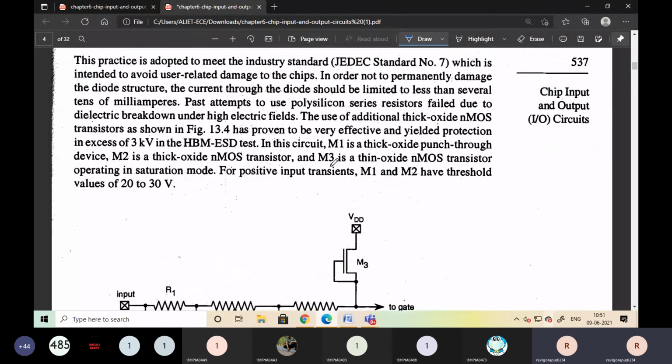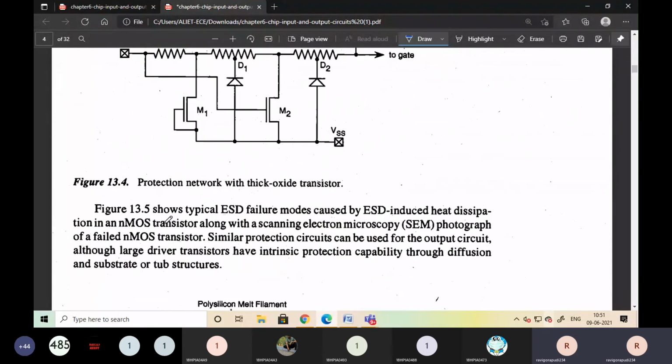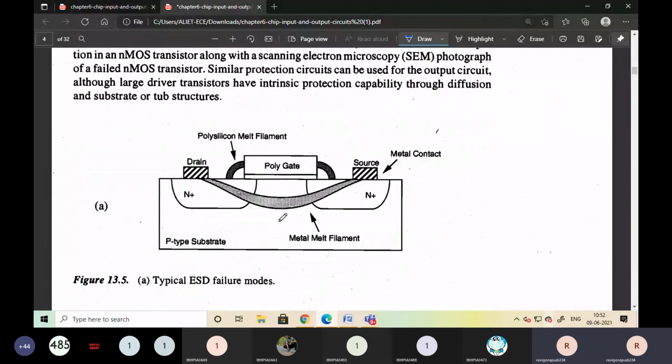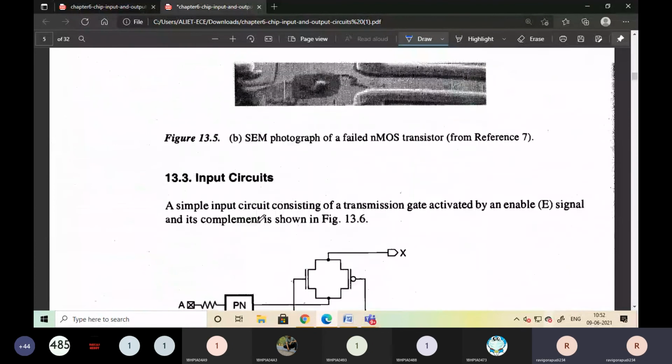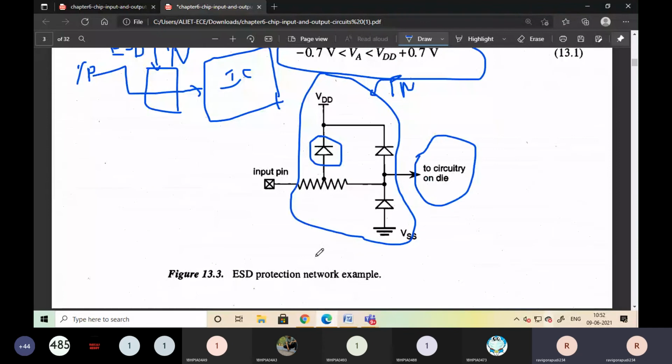Here he has mentioned what M1, M2 and M3 are. M1 is a thick oxide punch through device. M2 is the thick oxide NMOS transistor. M3 is the thin oxide NMOS transistor. If you use this circuit, this is the advanced one. That is about the first topic: ESD, ESD models and ESD protection. Quickly go through this.